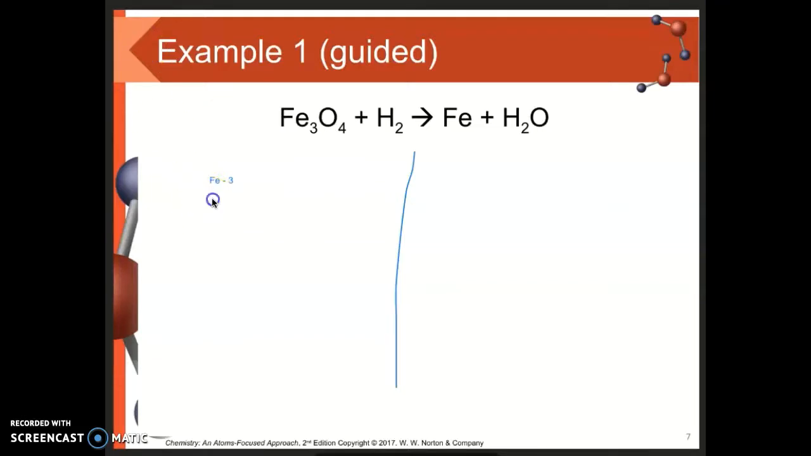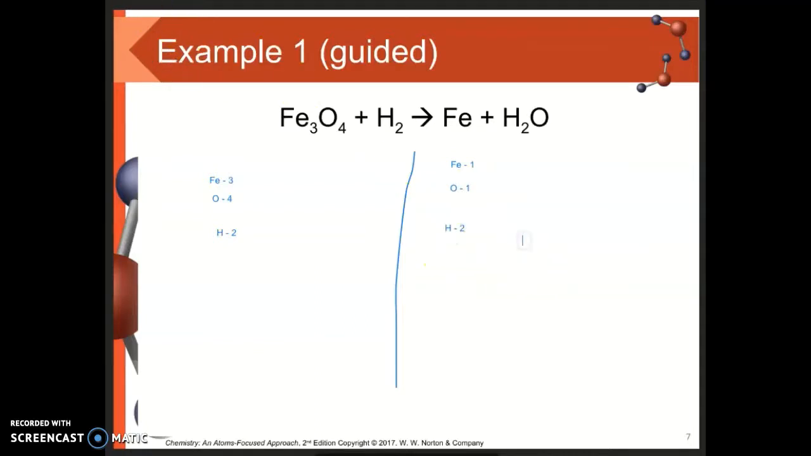I've got oxygen, 4 of them. I've got hydrogen, 2 of them. And on the product side, I've got 1 iron. I've got 1 oxygen. And I've got 2 hydrogen.